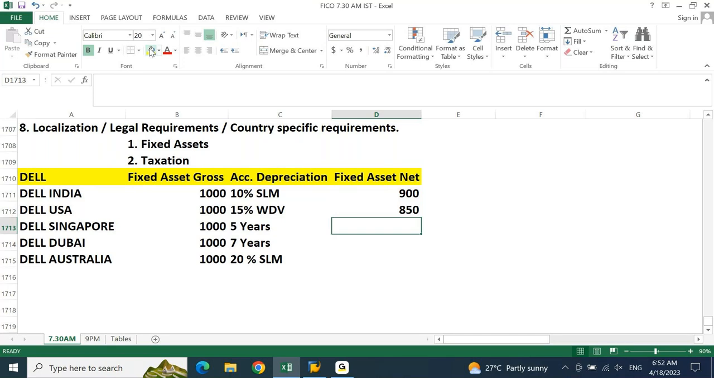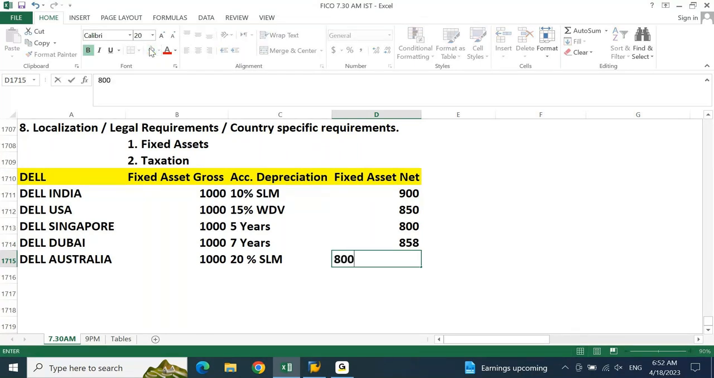Here, if I say 5 years, 1000 by 5, how much? 200. So if I deduct 200, it will be 800. Here, if I say 1000 divided by 7, this is 142. Minus 142. 20%, 200. This will be again 800. Correct?